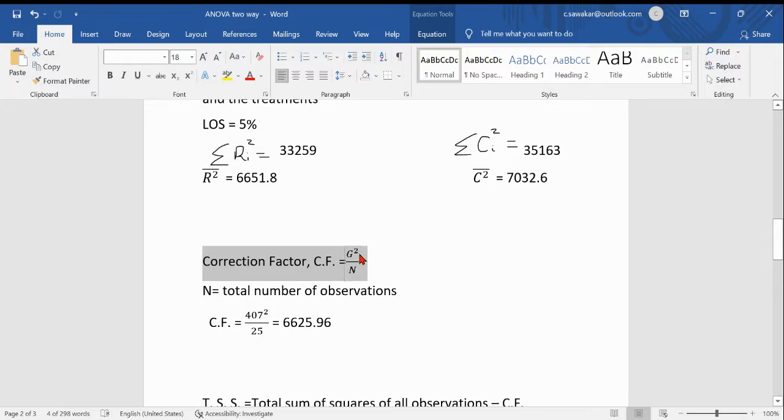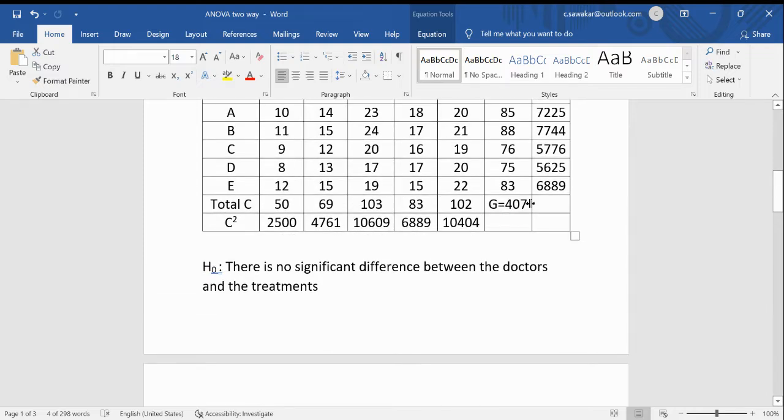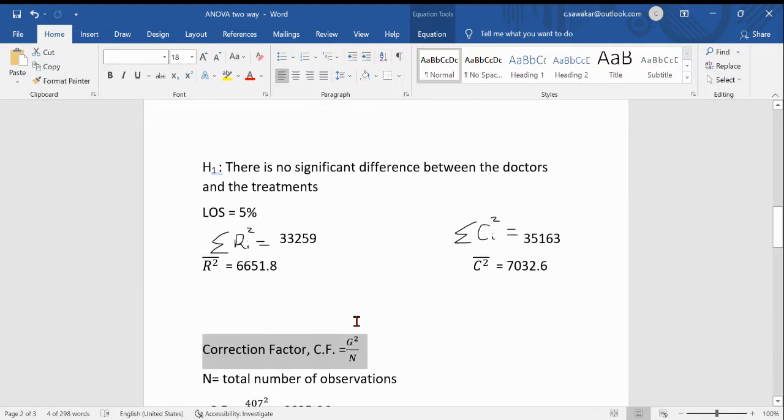CF is given by G square upon N. G square we have seen, G is the grand total, that is 407. Yes, that is the sum of all the rows, which is also equal to the sum of all the columns.